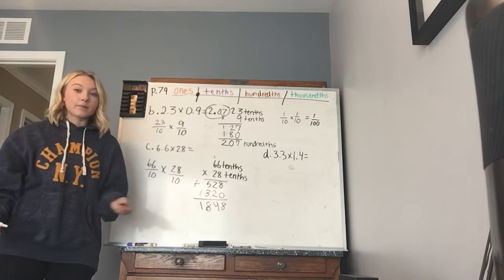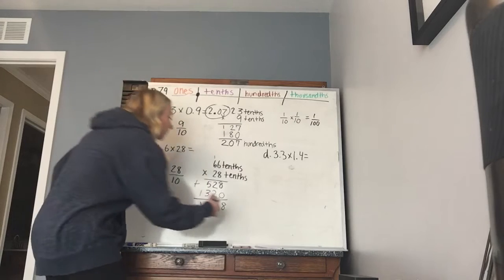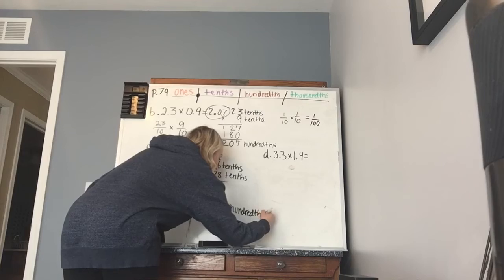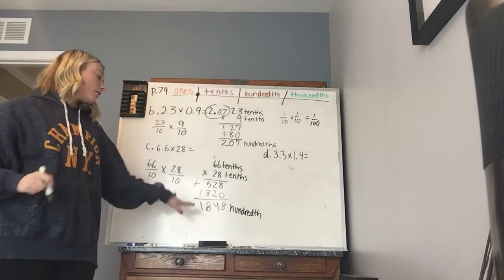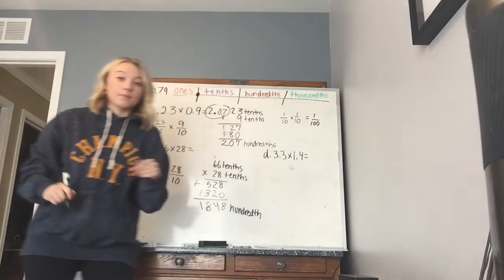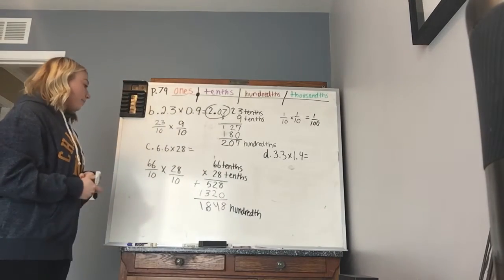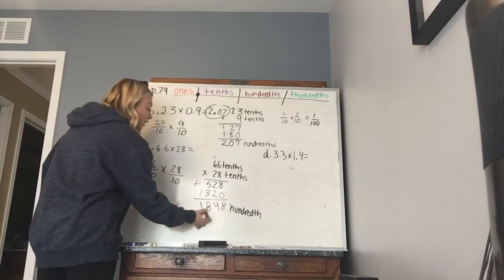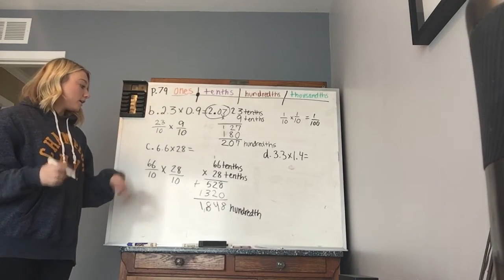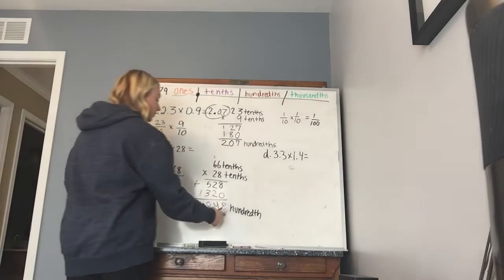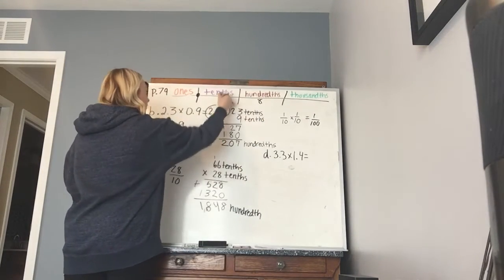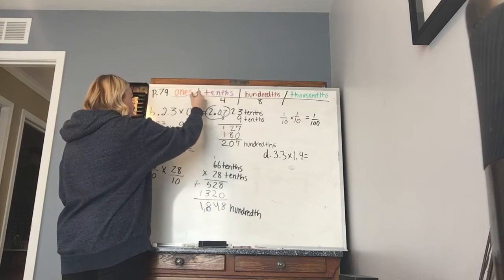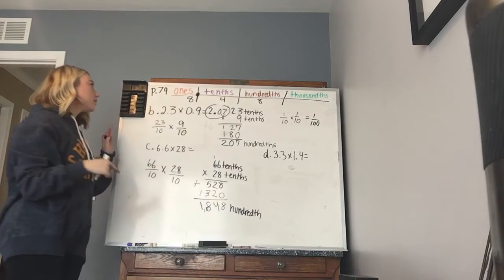So just because this number is in the thousands, it's still going to be hundredths, because it doesn't change the fact that we're multiplying two numbers that are tenths. I hope that makes sense. And now we have to put it back into a decimal. We're ending in the hundredths. So let's start: 8, 4, and then decimal, and then 8.